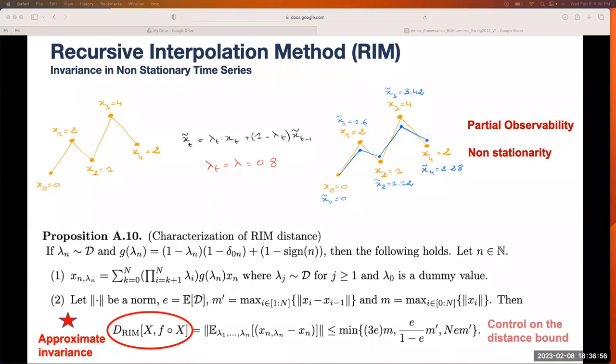So the important thing is that the difference between the generated series and the original one is bounded. And the bound depends only on characteristics of the time series that are easy to compute, like the maximum value of a given time series, for instance, and the number of time steps in the time series itself, capital N. This gives us a way to control our divergence capital D and keep it small, which leads us to define a notion of invariance, or approximate invariance to be more accurate, for time series.